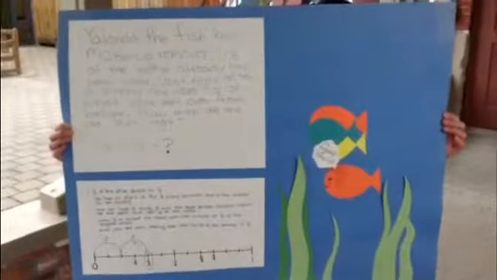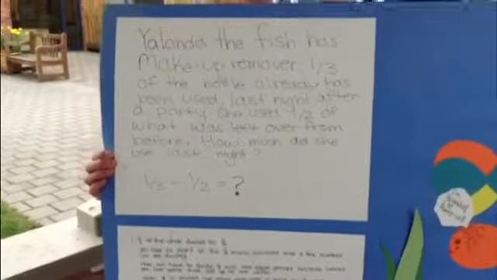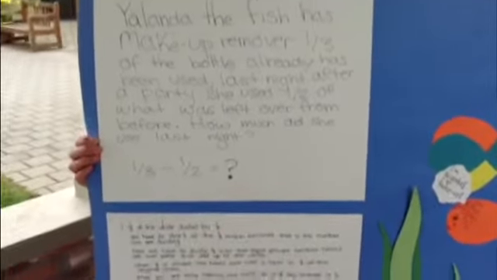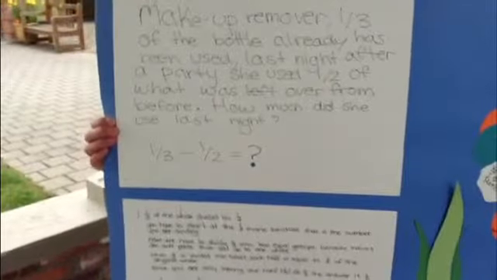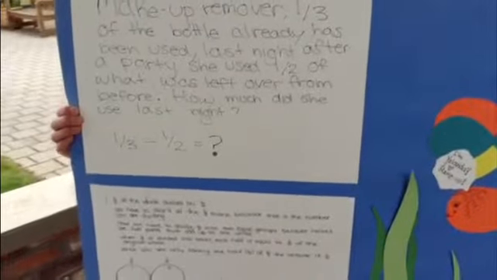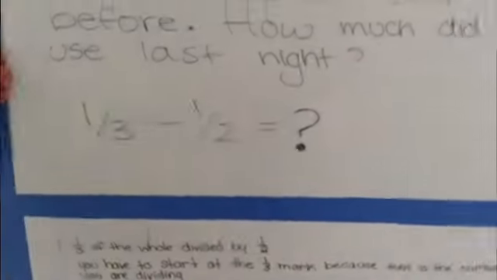Dividing 2 fractions. Hi, I'm Yolanda. I love makeup. Yolanda the fish has makeup remover. 1/3 of the bottle already has been used, but last night after a big party, she used 1/2 of what she had already used, of what was left over from before. So how much did she use last night? So 1/3 dividing by 1/2.